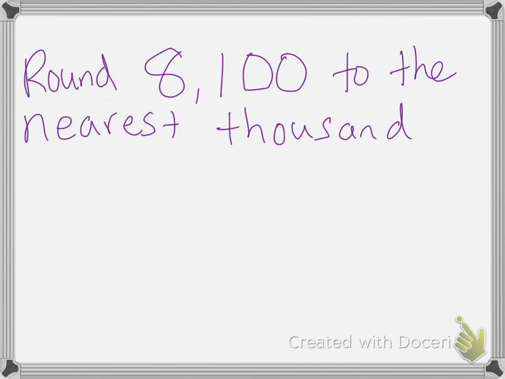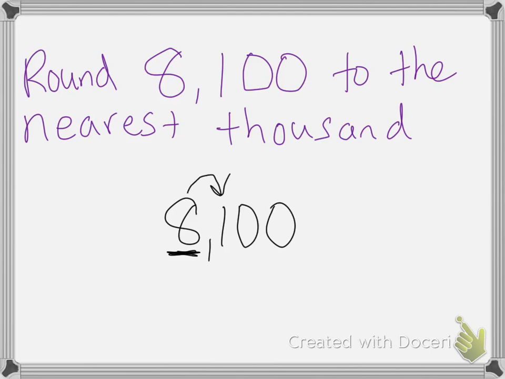All right, for the second part, it's rounding numbers to the nearest thousand. So I want to round this number, 8,100, to the nearest thousand. To do that, I'm going to underline the thousands place, because this is the number I want to round. Then I look to the number to the right, and it will tell me whether to round the thousands place up or to keep it the same.